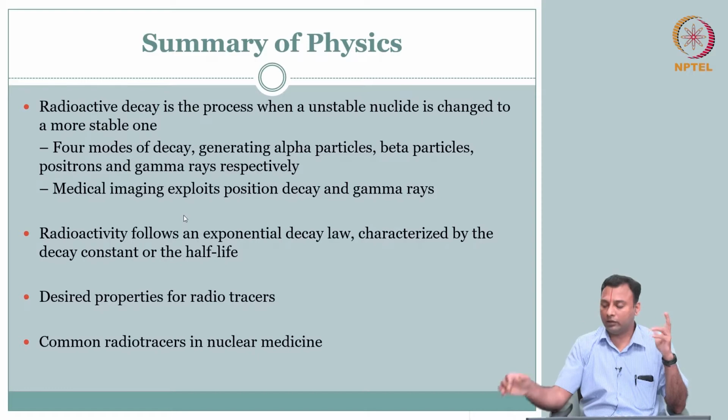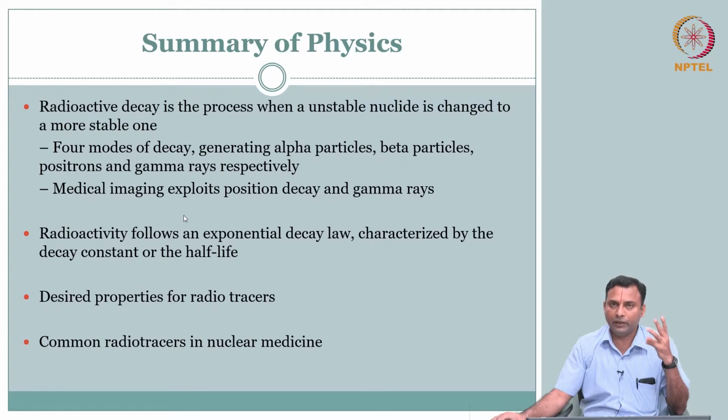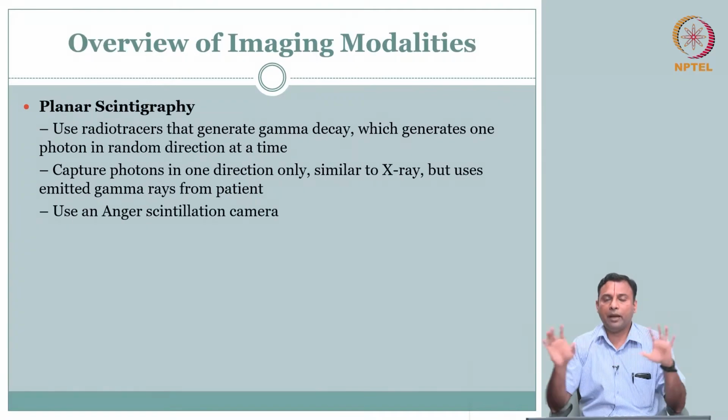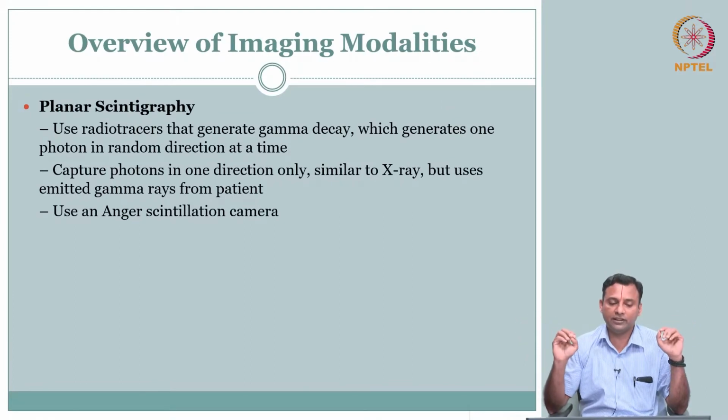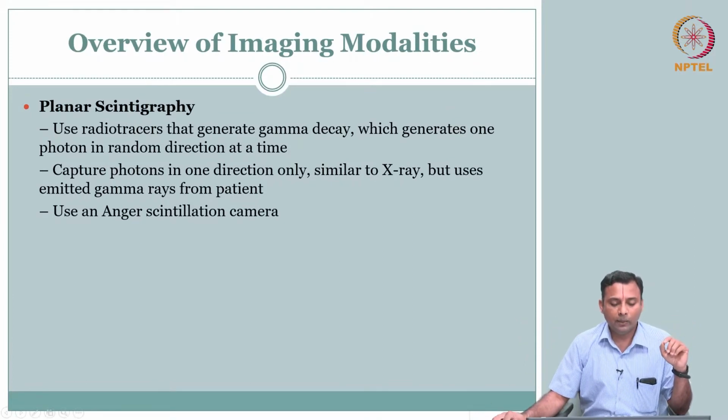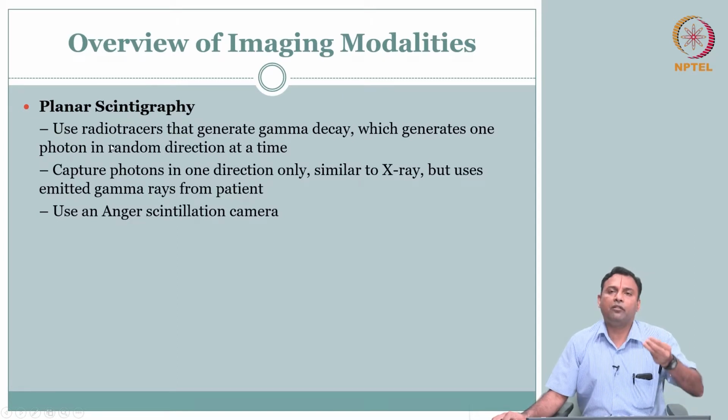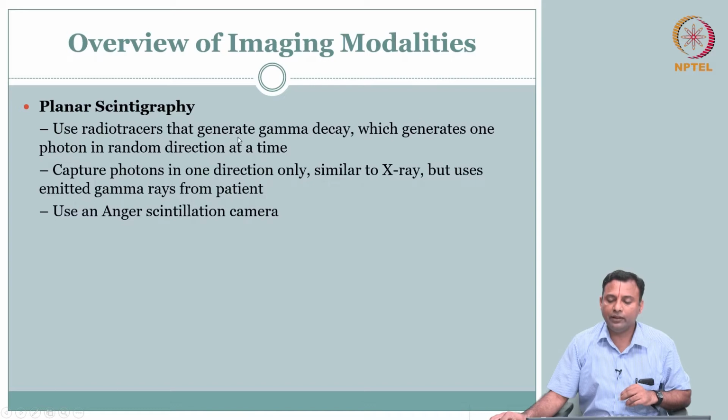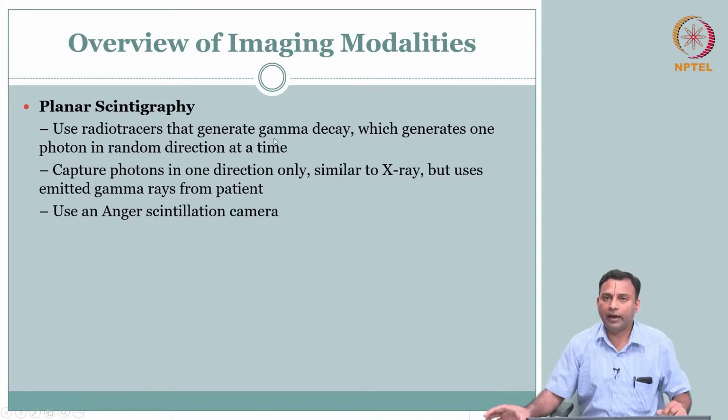So there are three different imaging modalities of interest here, which exploit the gamma rays and essentially count the radioactivity. First, drawing parallels with projection radiography, we have what we call planar scintigraphy. Here it is very straightforward: you put the radio tracer in and it starts to give out gamma radiations.